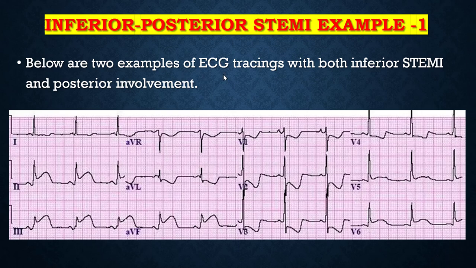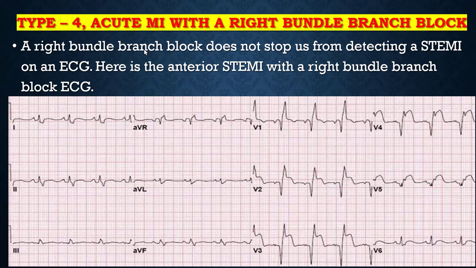Below are two examples of ECG tracing with both inferior STEMI and posterior involvement. In inferior, there are changes in leads 2, 3 and aVF. In posterior, you can see that there is T inversion in V1, V3 and V6. Type 4, acute MI with right bundle branch block.